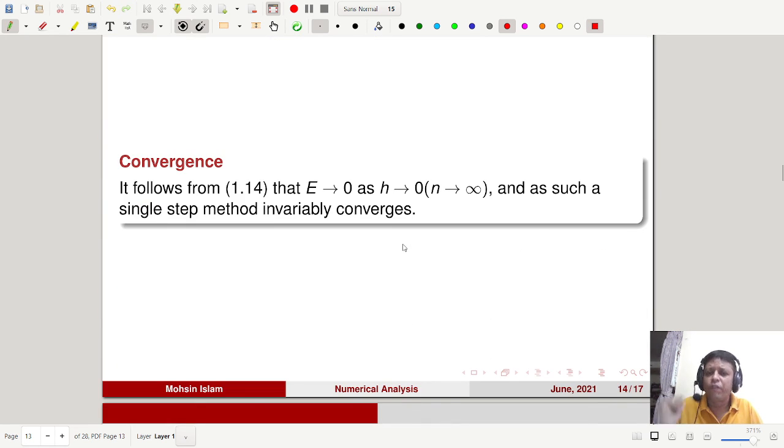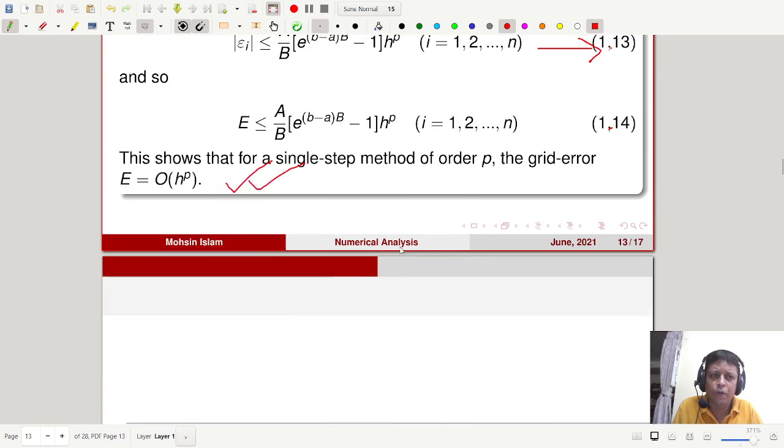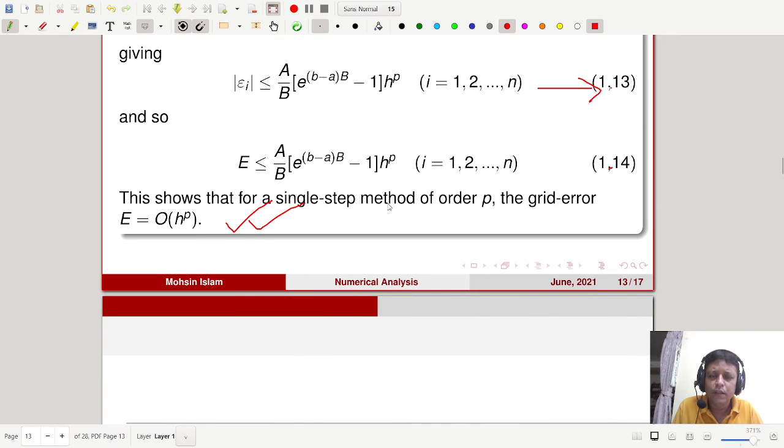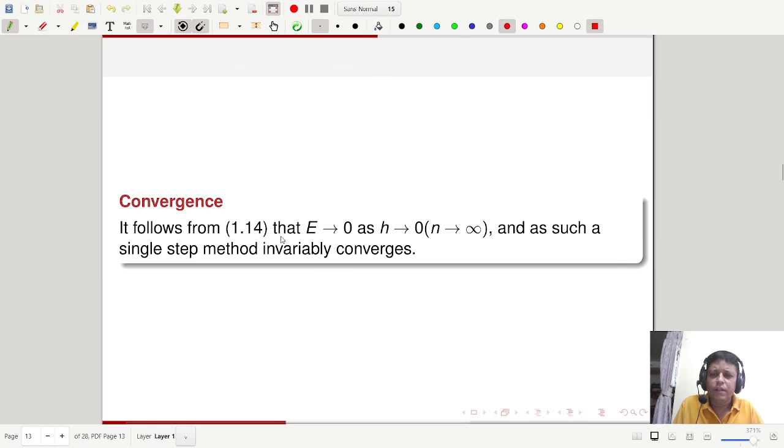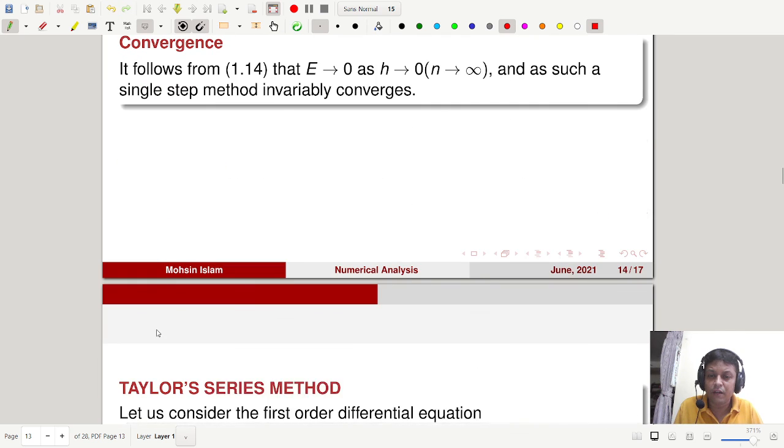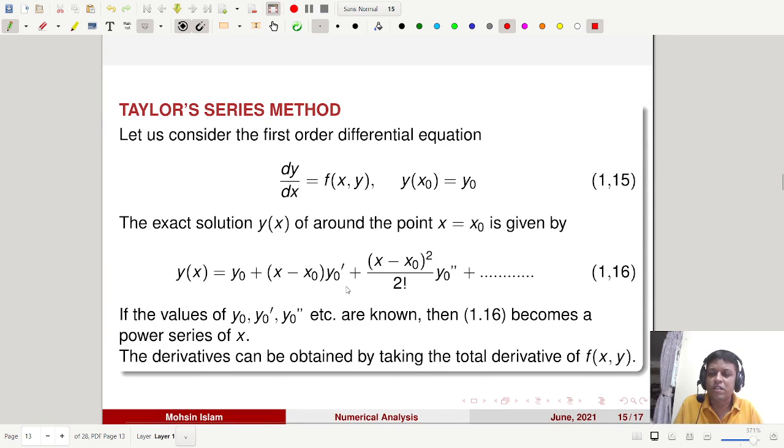Now, what about the convergence? It follows from 1.14. You look at that equation 1.14. The error tends to 0 as h tends to 0 or n goes to infinity, and so a single step method invariably converges. That is very, very important. Invariably converges.